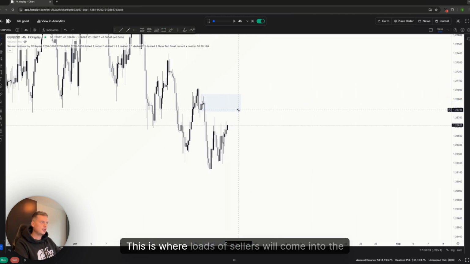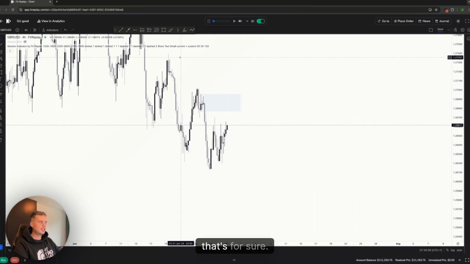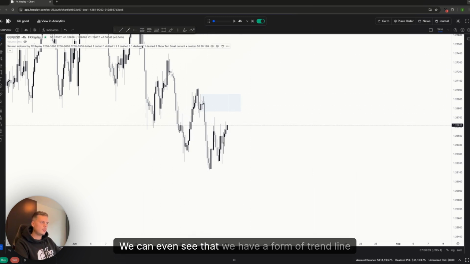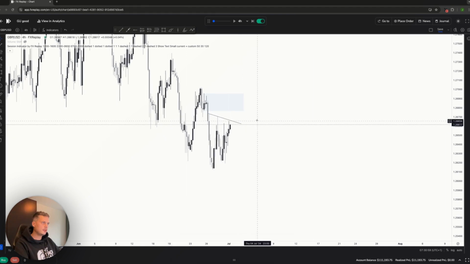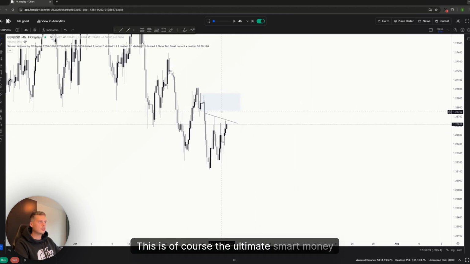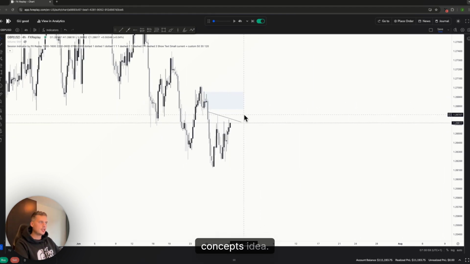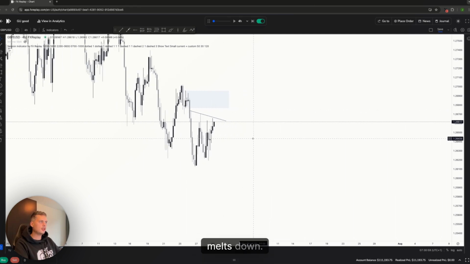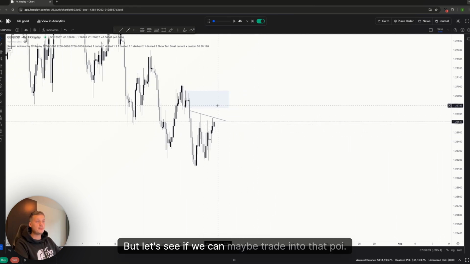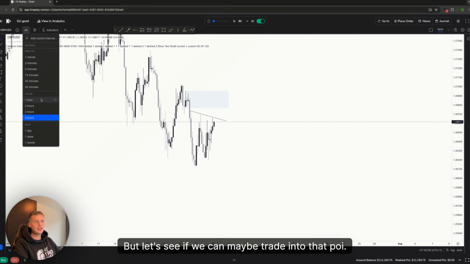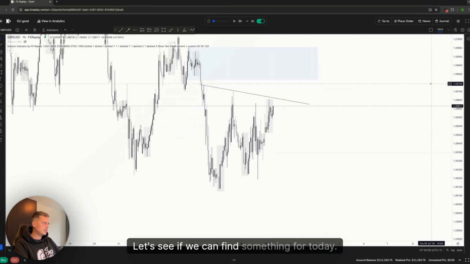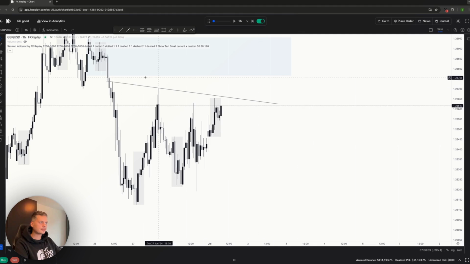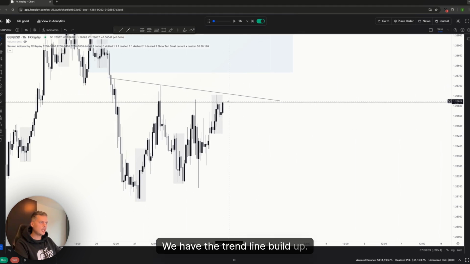This is where loads of sellers will come into the market, that's for sure. We can even see that we have a form of trend line building up here as well. This is, of course, the ultimate smart money concepts idea, right? Build up of liquidity, taps into POI, melts down. But let's see if we can maybe trade into that POI. Let's see if we can find something for today. We have the trend line build up. We don't have any resistance areas.